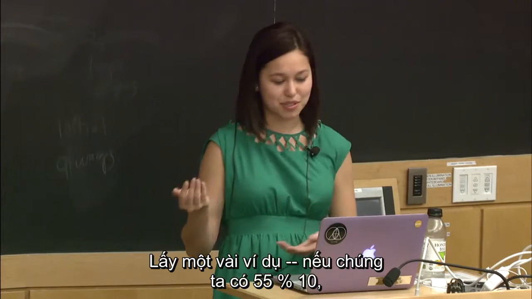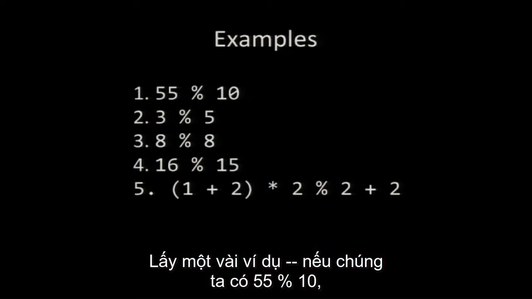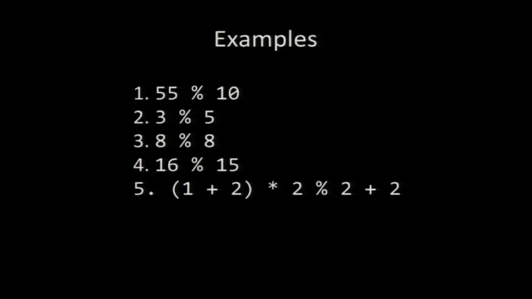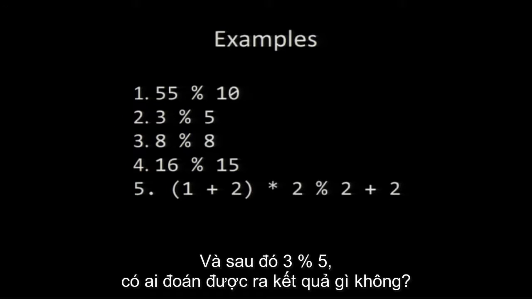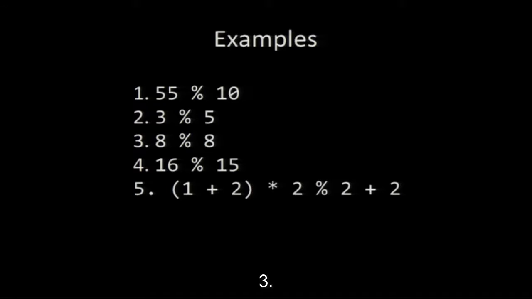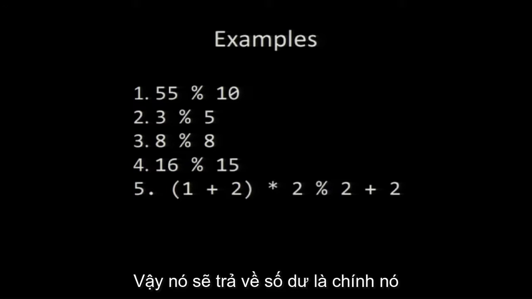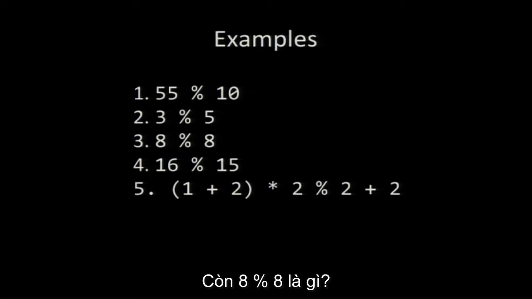So some examples. If we have 55 modulo 10, it just gives you the remainder of 55 divided by 10, which would be 5. And then 3 modulo 5. Anyone guess what that would be? 3. If you have a smaller number before the modulo, it can't go in evenly, so it just returns the number itself. So 8 modulo 8 would be? 0, because it goes in evenly. 16 modulo 15? 1. Cool.